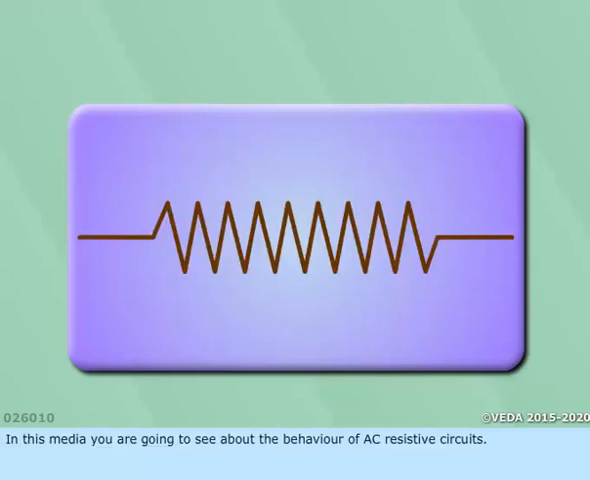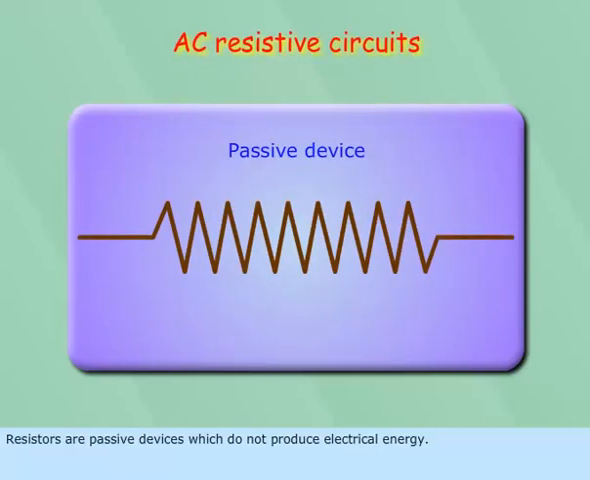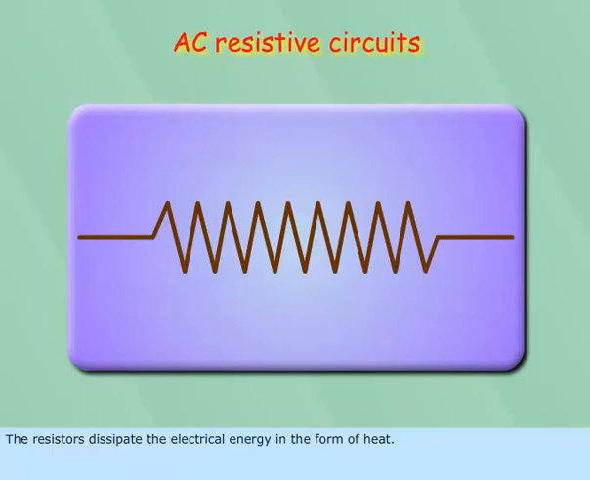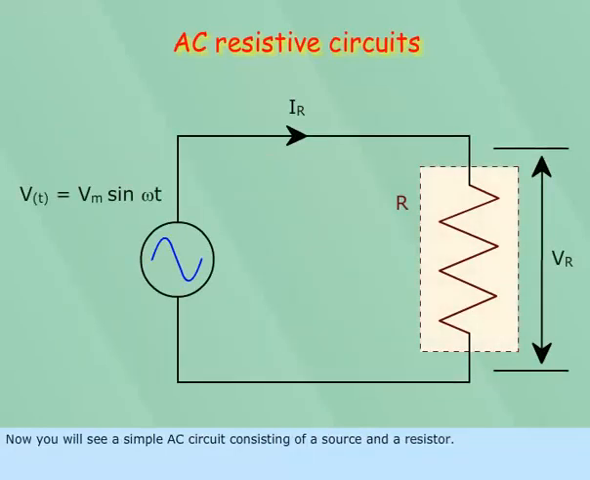In this media, you're going to see about the behavior of AC resistive circuits. Resistors are passive devices which do not produce electrical energy. The resistors dissipate the electrical energy in the form of heat. Now we will see a simple AC circuit consisting of a source and a resistor.